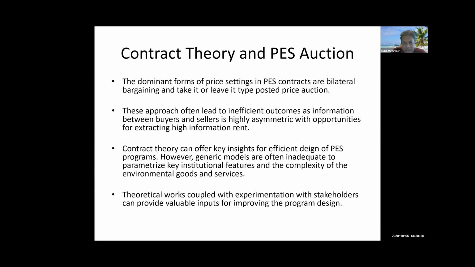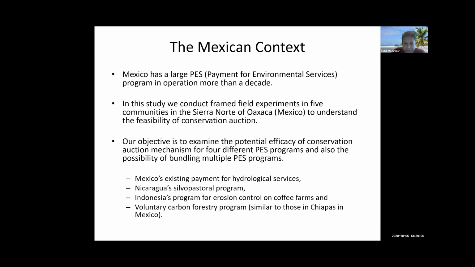We'll go quickly over this. In economics, we talk about contract theory, and basically we are saying contract theory can be extended, and these types of auctions can be used on different platforms, and different mechanisms can be tested. So there might be a good way to expand economic theory and also field experience, field experiments to test different mechanisms. In the Mexican context, as I said, Mexico has had a large PES program for more than 2 decades.